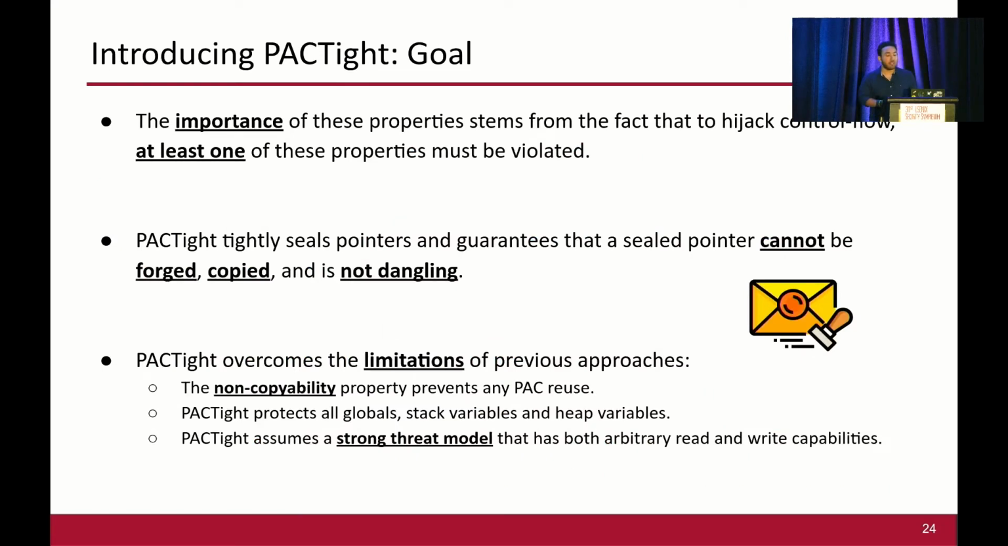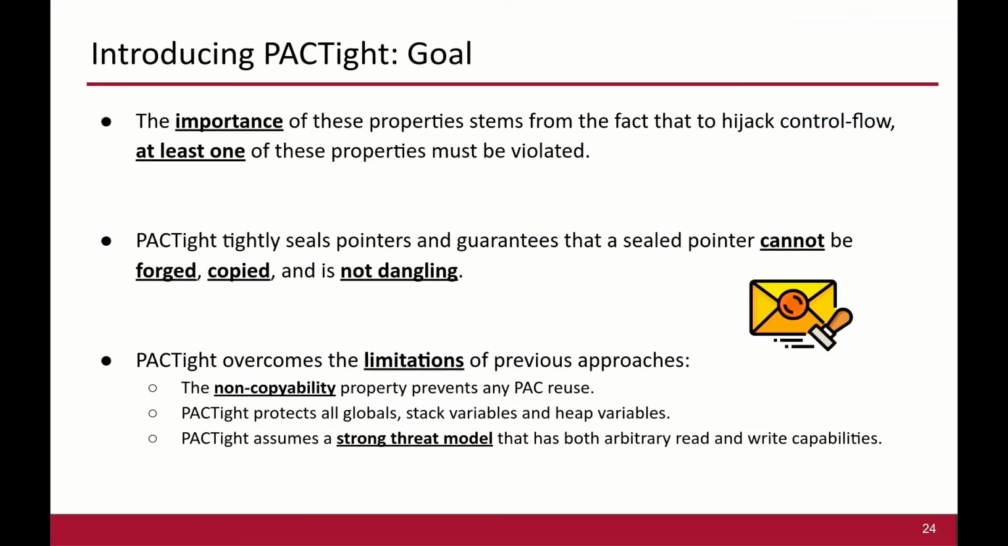The importance of these properties stems from the fact that in order to hijack control flow, at least one of these properties must be violated based on our analysis. And so PACTight seals pointers and guarantees that they cannot be misused. PACTight also overcomes the limitations of previous approaches.